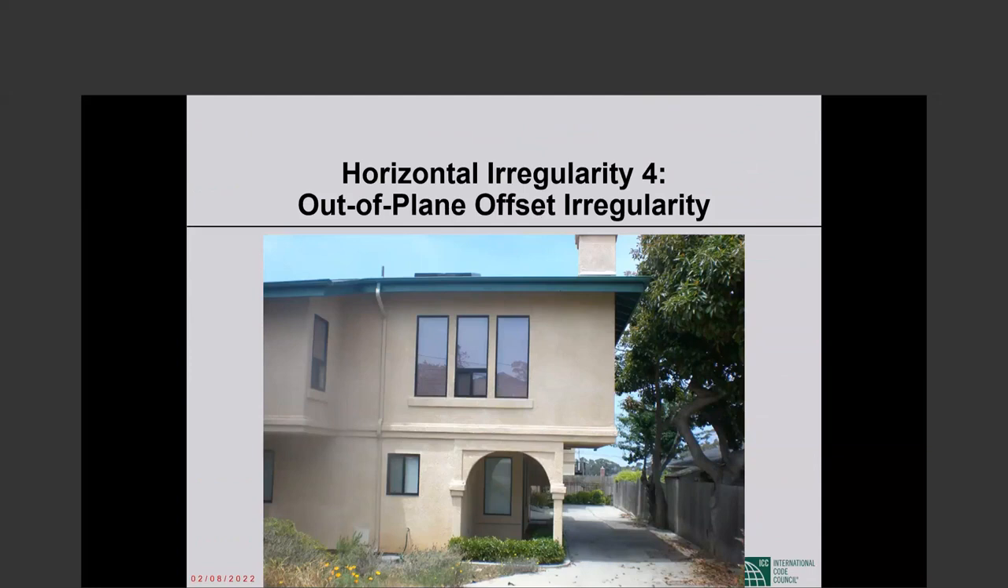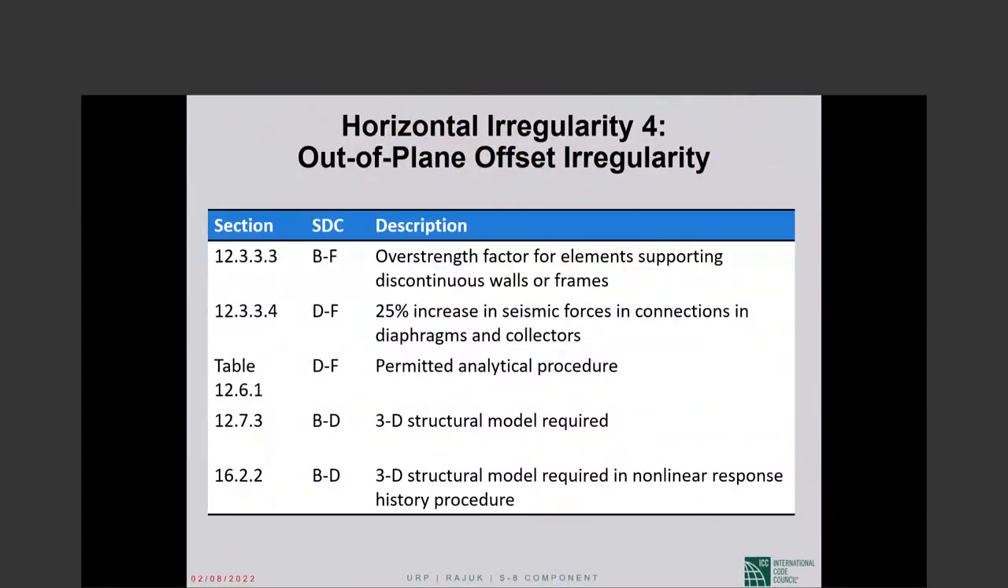This is a nice looking building where you have a very significant offset of the seismic force resisting system. This wall was coming down, and I don't even know where it is continuing along this line or anyway. So there is discontinuity in that shear wall. Now, when you have out of plane offset irregularity, this is pretty serious business.